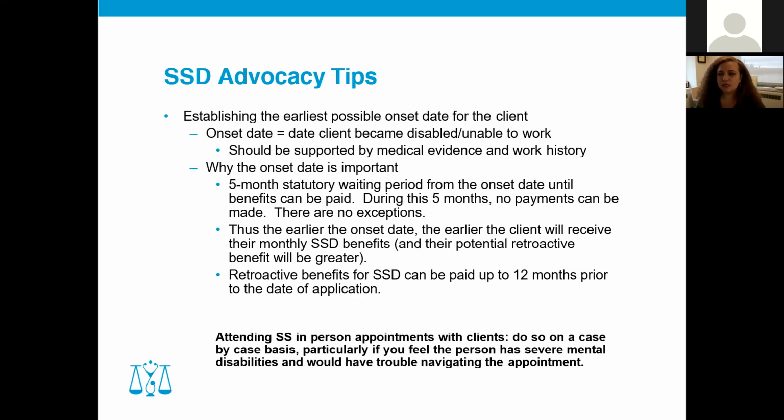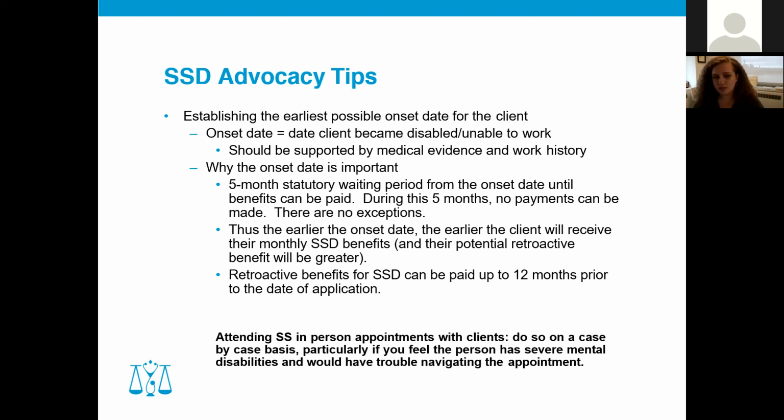So basically just some advocacy tips for Social Security disability. We want to establish the earliest possible onset date, which is the date that the client became disabled and unable to work. This, of course, has to be supported by medical evidence and work history. So that's what I kind of talked about, is sometimes a person will be diagnosed with cancer, but they continue to work for another 5 months. And then they get sick enough that they have to stop working. A lot of times we can't claim that initial date, we have to claim a later date, like the date they stopped working, because it doesn't get approved if the person continued to be gainfully employed for those 5 months.